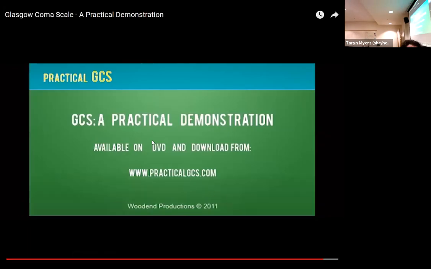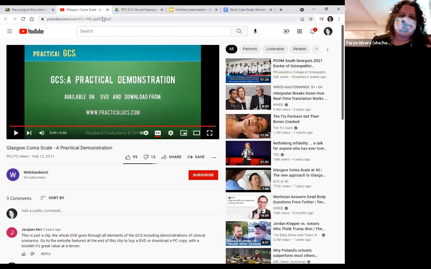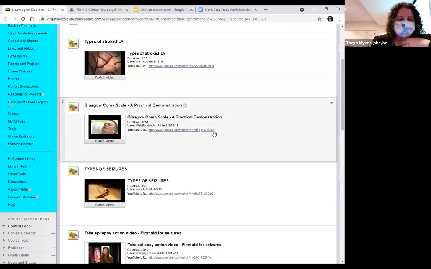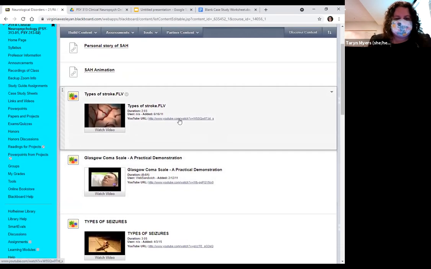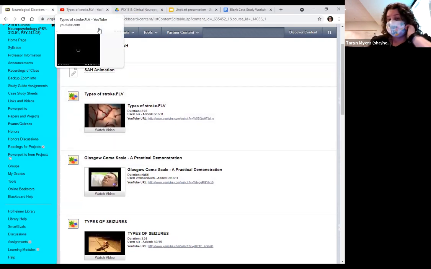So that's just one part of it, but it gives you an example of some of the things that they do to see where this person is at right now. Last video I'll show today is the different types of stroke, which I know we've talked about in the past, but I don't think we've actually looked at what those look like in an animation.